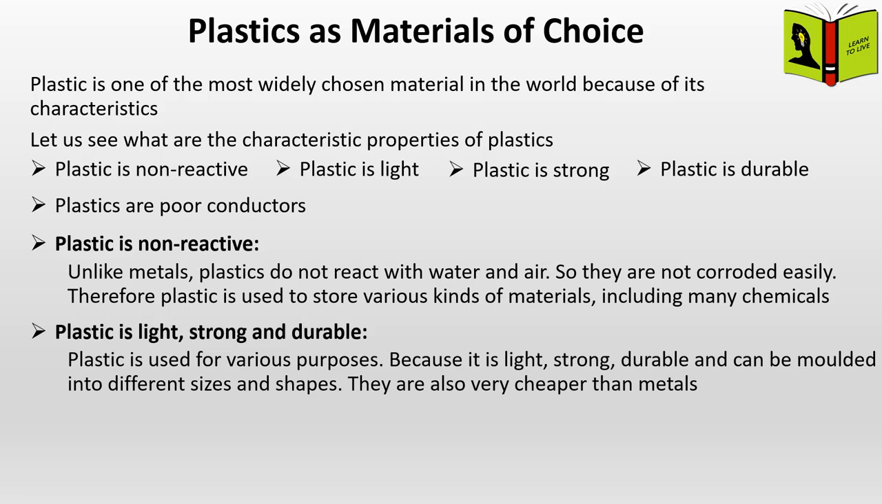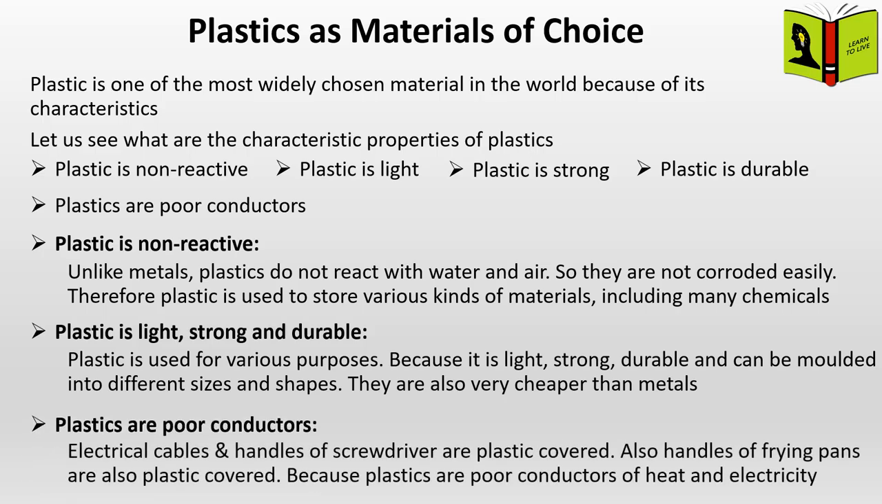They are also much cheaper than metals. Plastics are poor conductors. Electrical cables and handles of screwdrivers are plastic covered. Also, handles of frying pans are plastic covered, because plastics are poor conductors of heat and electricity.